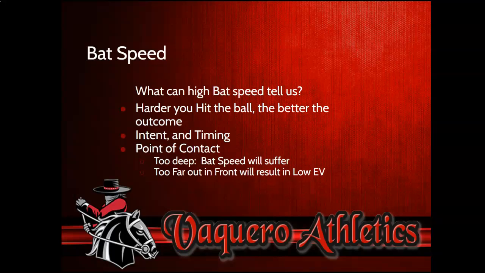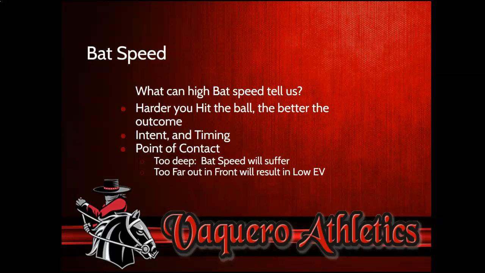When you get these numbers as you're hitting with your Blast sensor, what can they tell us? So again, what is this? The faster your bat speed, the harder you can hit the ball. The harder we hit the ball, the better the outcome. Harder hit balls get through holes, harder hit balls are missed by fielders, and harder hit balls travel farther. Those things are all good as our bat speed goes up.